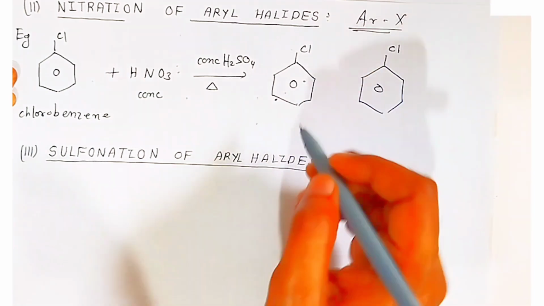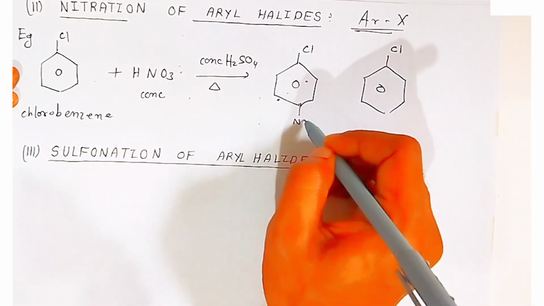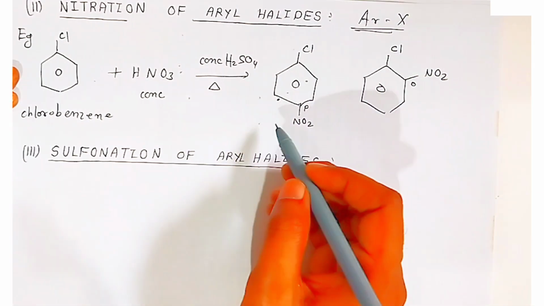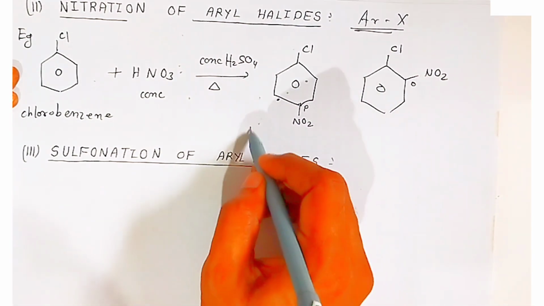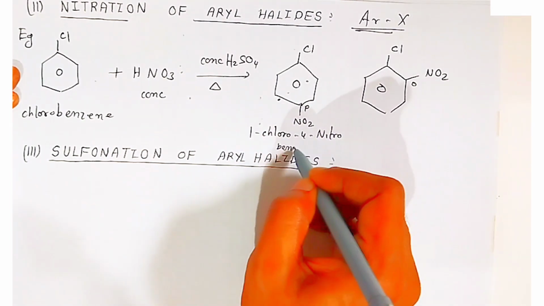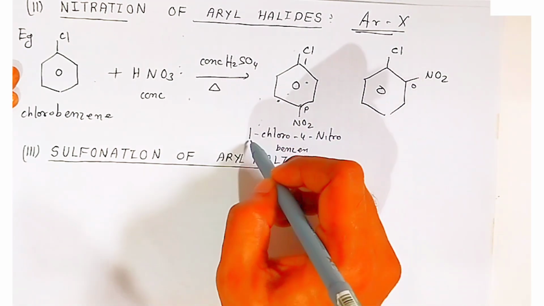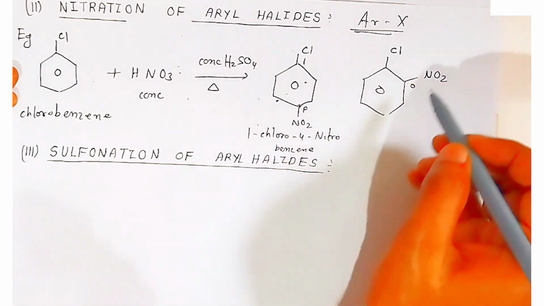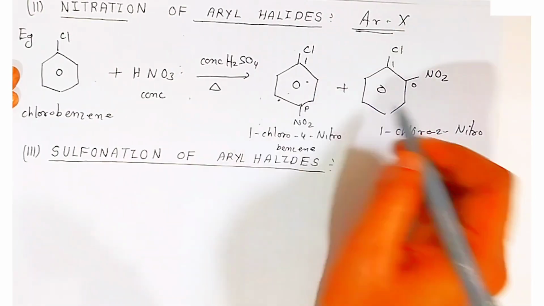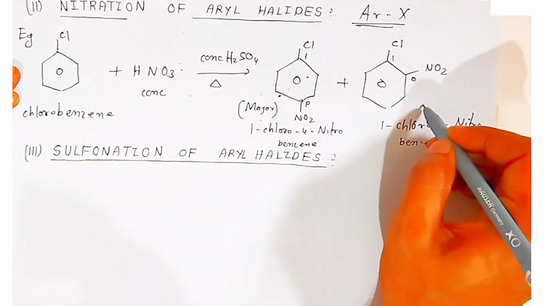So chlorine will be as it is, students. The NO2 now reacts at the ortho position as well as the para position. So NO2 will be here, and if it is ortho position it will be here. This is ortho and this is para. So you are getting 1-chloro-4-nitrobenzene, with the nitro group at the 4th position. Now, out of these 2 products, this will be the major product and this will be the minor product.